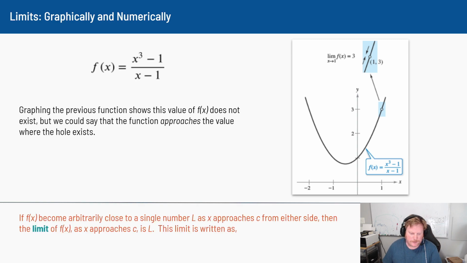But if f of x becomes arbitrarily close to a single number L as x approaches c from either side, then the limit of f of x as x approaches c is L. And this limit is written as the limit as x approaches c of f of x is equal to L. And as it applies to this function, we would say that the limit as x approaches 1 of f of x is 3, even though the value of the function doesn't exist.